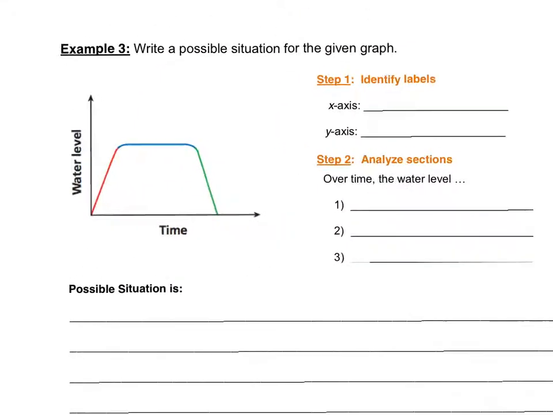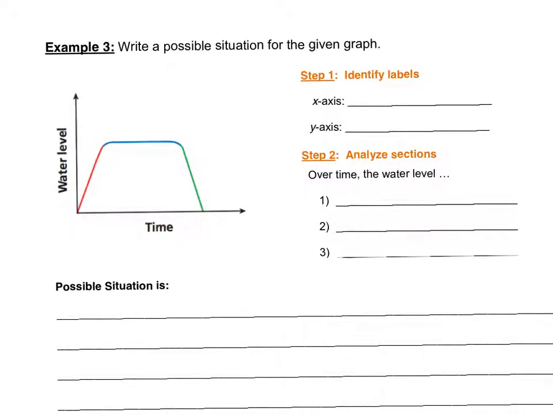Okay. For these situations, what we're going to be trying to do is just identify what it is that we're looking at. So as we look at this, we notice that time increases, and we're talking about water level. We know that y depends on x, so the y-axis is the water level, and the x-axis is the time. So we could say something like, over time, for situation 1, red, the water level increased rapidly. Maybe this is because it was raining.